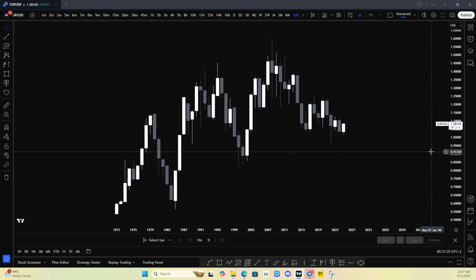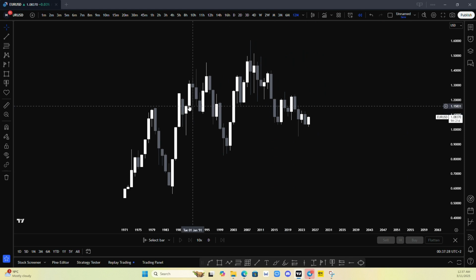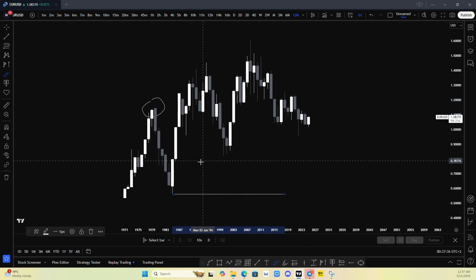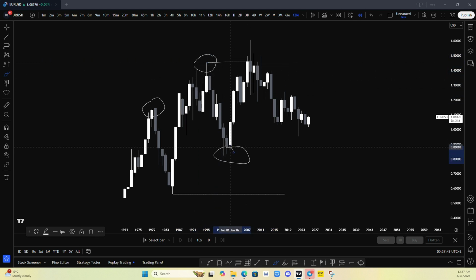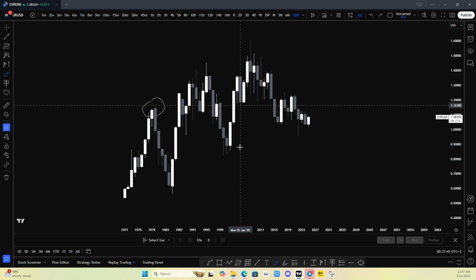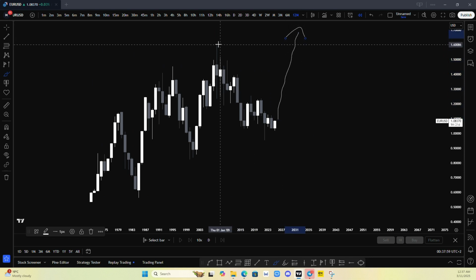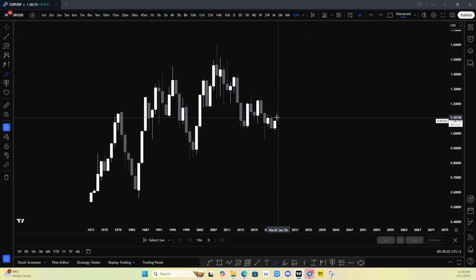We can see that Euro USD is bullish, whereas on the 12-month chart our higher highs are being taken out, and our higher lows are always being respected. So we know that in the long term, we are expecting Euro USD to push to the upside, to break our previous higher high. That's just a simple analysis from the 12-month chart.